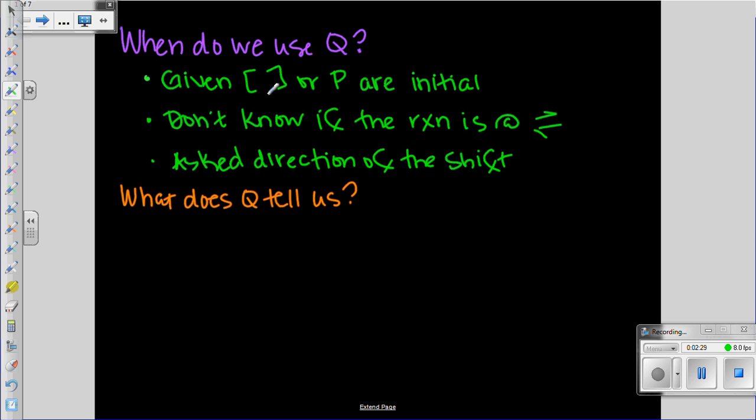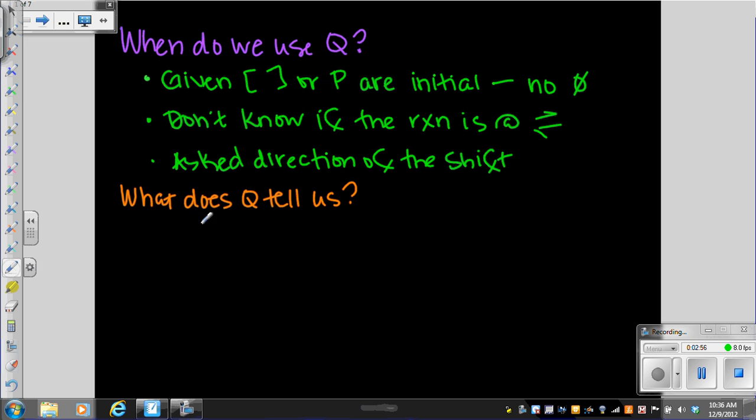I want to go back and talk about the given concentrations or pressures. This would be all of them, so there's no zero. Remember how if we had a zero, we knew that the reaction shifted toward the zero, so the side with zero increased? We don't know that because they're all given. So that's the other way that we tell that we're using Q.